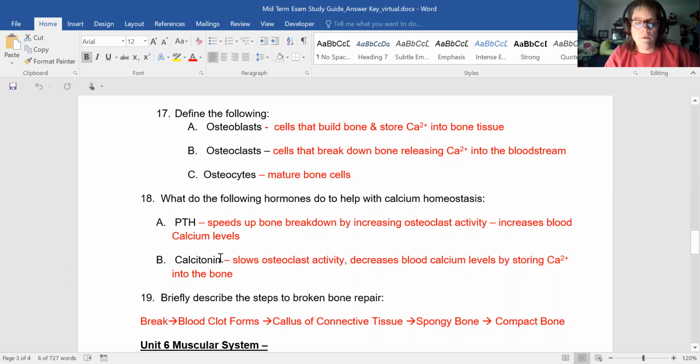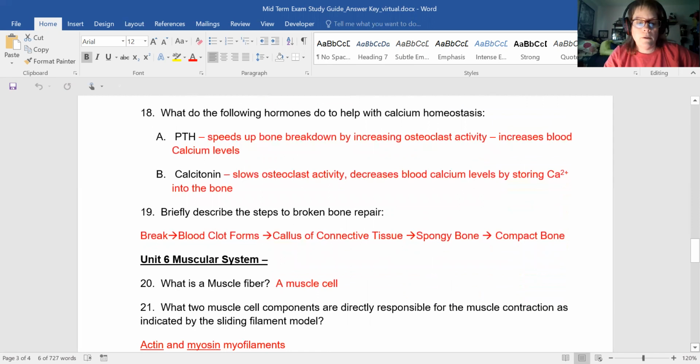And then calcitonin is the other hormone that's going to slow osteoclast activity. And this happens, it decreases the blood calcium levels by storing calcium in the bone. So when you get too much calcium in your bloodstream, those osteoblasts are going to take it and put it back into the bone. And the hormone calcitonin controls that.